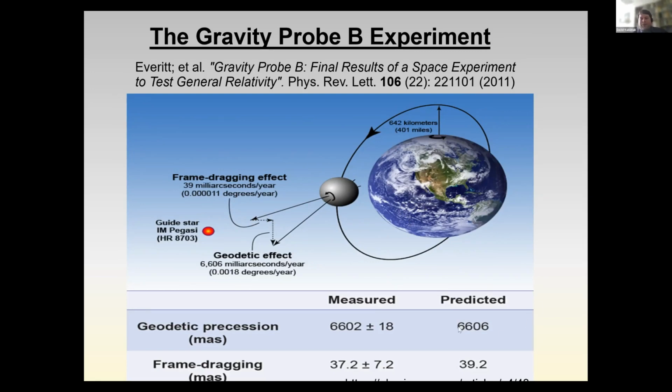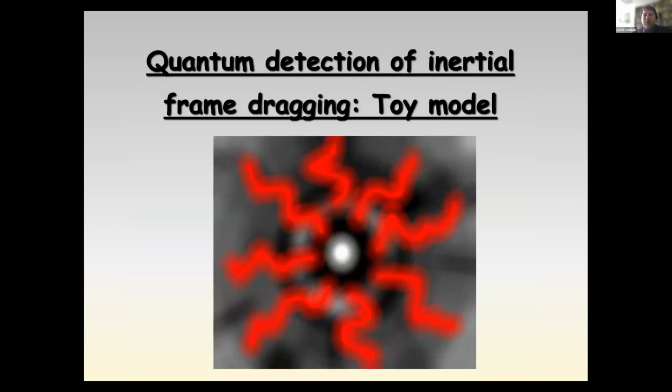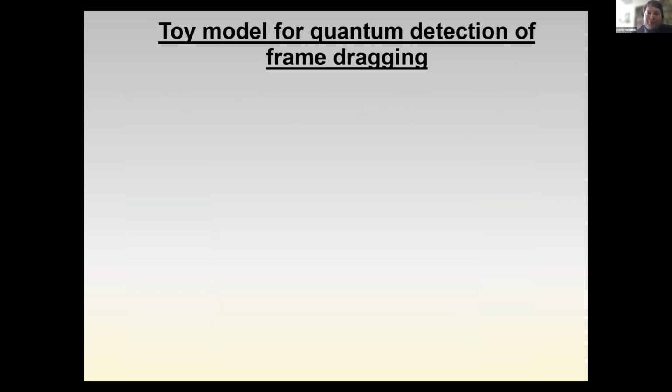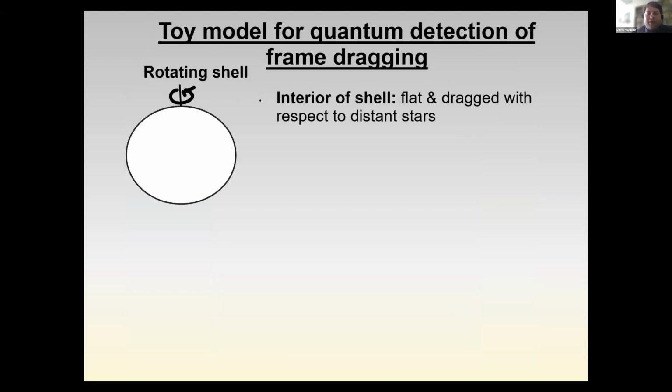So now you see all these things agree with the experiment, but you also notice what is important for us: the geodesic precession is actually about 300 times or 200 times bigger than the frame dragging effect around the Earth. So now what I want to do is give you a very toy model for this quantum detection. And what we proposed in the paper, which I cite in a minute, is that let's consider a rotating shell.